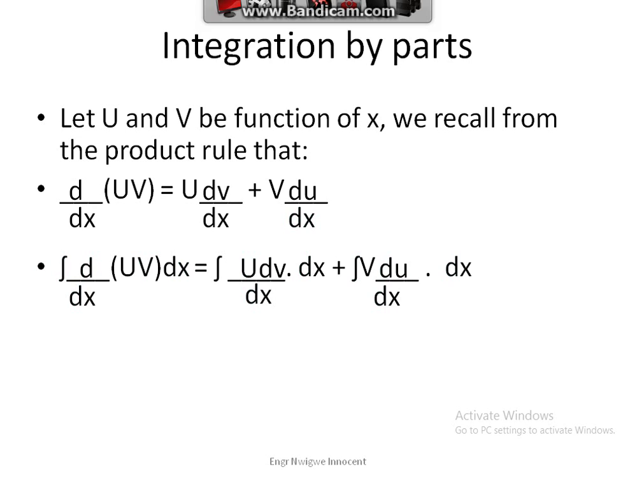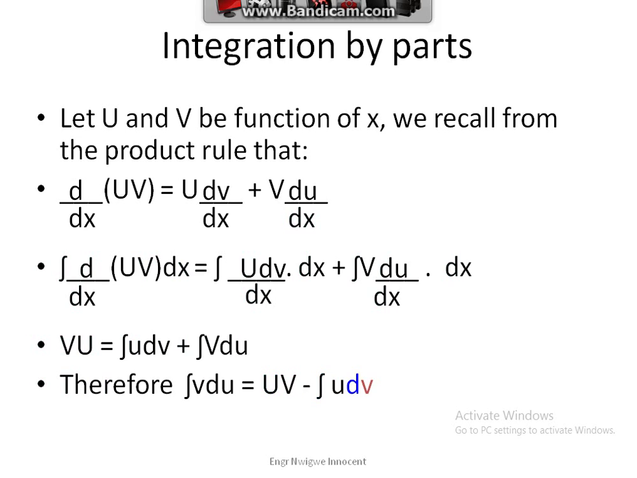If they cancel out, we'll now be left with vu equal to the integral of u dv plus the integral of v du. Therefore, if we make the integral of v du the subject of the formula, we have the integral of v du equal to uv minus the integral of u dv.